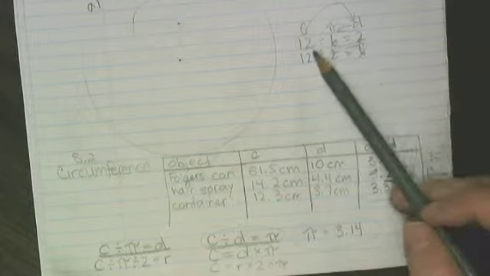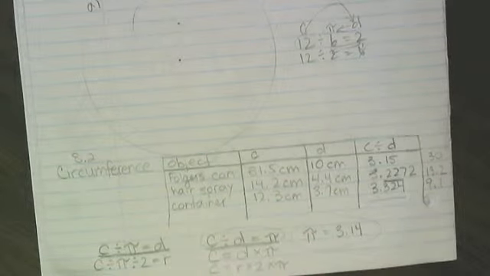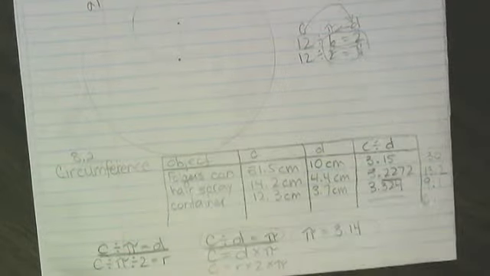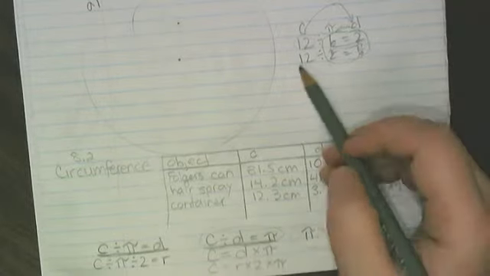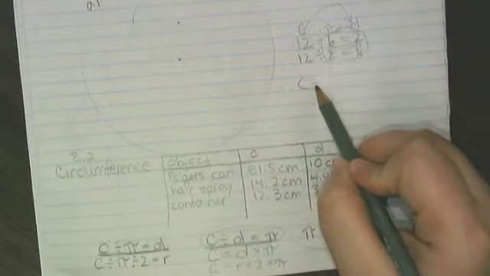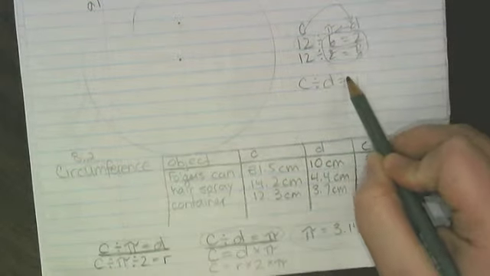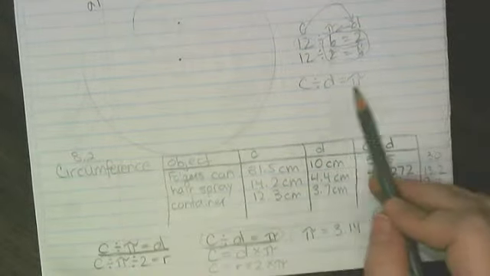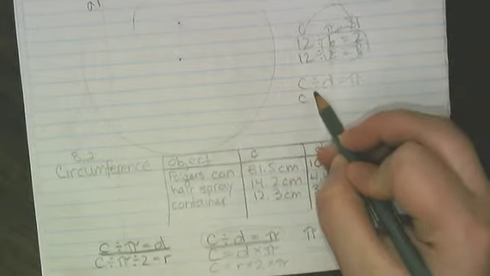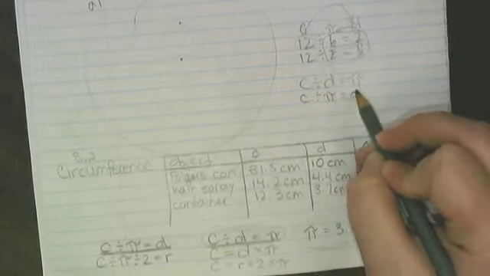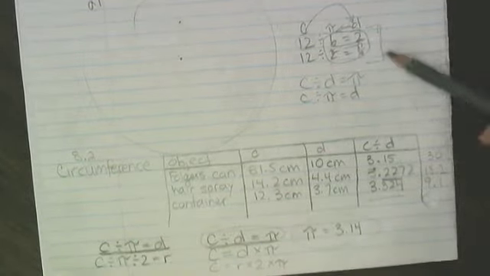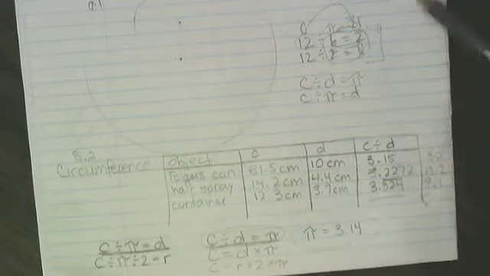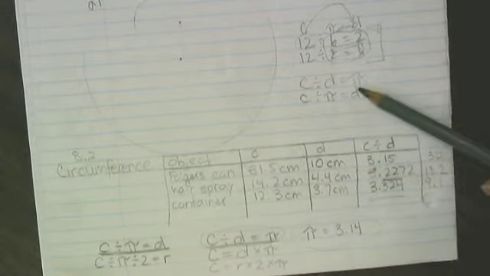Is this true? 12 divided by 6 equals 2. Yes. 12 divided by 2 equals 6. Yes. So all I did was switch those two numbers, right? If that's true, then when I have symbols in place of that, switching the last two symbols also has to be true. C divided by pi equals D.